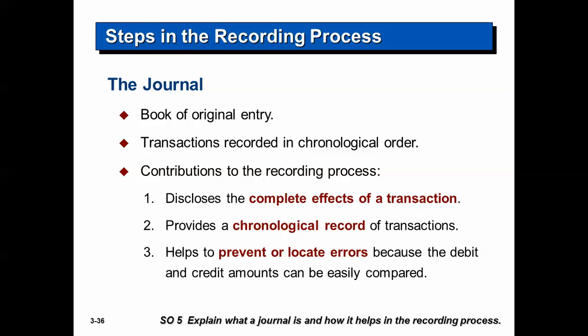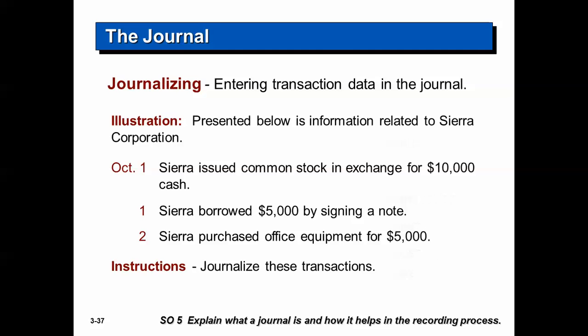A journal is a book. It's like a diary in which we record daily everything that happens in the order in which they happen, chronological order, that is the order in time that it happened. This discloses the complete effects of a transaction. Okay? Journalizing means we enter the transactional data into a journal.